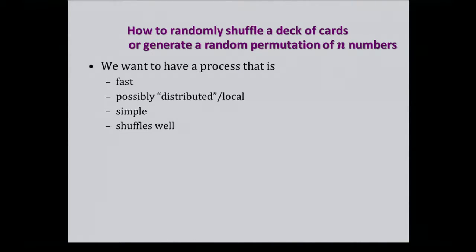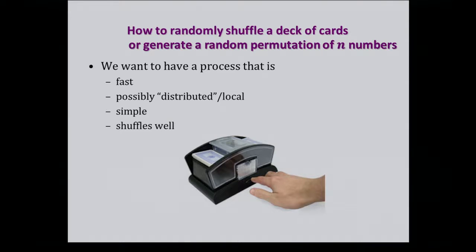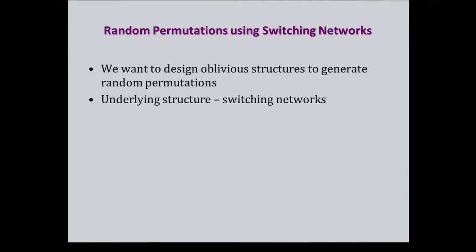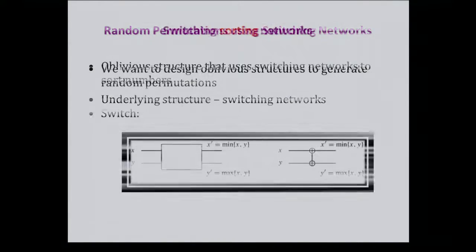It's simple, it shuffles well, but it's also to some extent local or distributed, so that we can easily build machines which will be able to do it quite quickly. So there is a framework that I want to present to you, which I call generating random permutations using switching networks. Here I have the following premises: I want a way of generating random permutations in an oblivious way, and later I will explain what I mean by that. And I want to do it using networks as the underlying machinery.